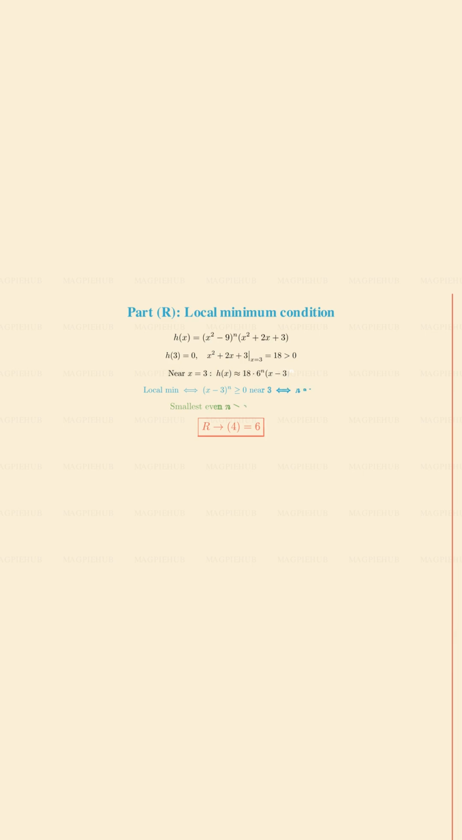Part R. The function h of x equals (x squared minus 9) raised to n times (x squared plus 2x plus 3). At x equals 3, the factor x squared minus 9 equals 0, and x squared plus 2x plus 3 equals 18, which is positive. Near x equals 3, h of x behaves like 6 to the n times (x minus 3) to the n times 18. For x equals 3 to be a local minimum, we need h to be non-negative near x equals 3. This requires (x minus 3) to the n to be non-negative on both sides of 3, which happens precisely when n is even. The smallest even natural number greater than 5 is 6.